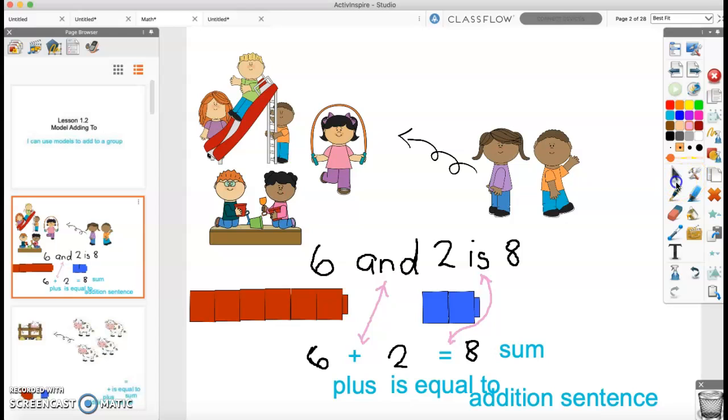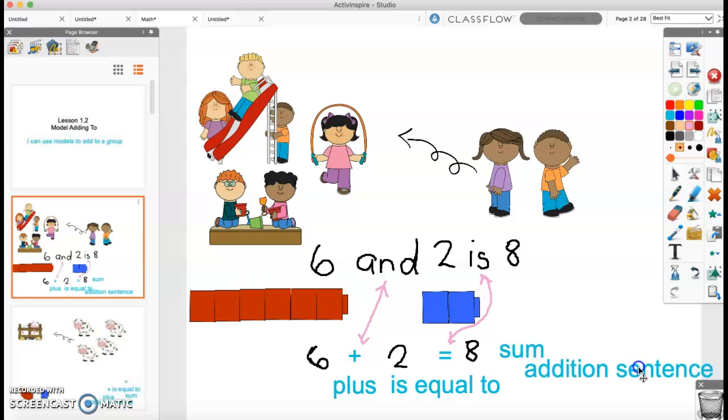And this whole thing that I just wrote down here with my numbers, all of this is called an addition sentence. So I'm going to circle in purple my addition sentence. My addition sentence is 6 plus 2 equals 8. And that is my complete number sentence. I call that an addition sentence also.